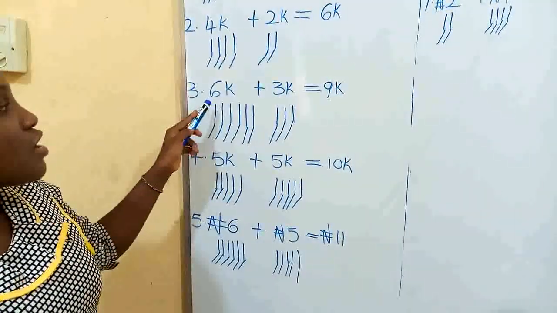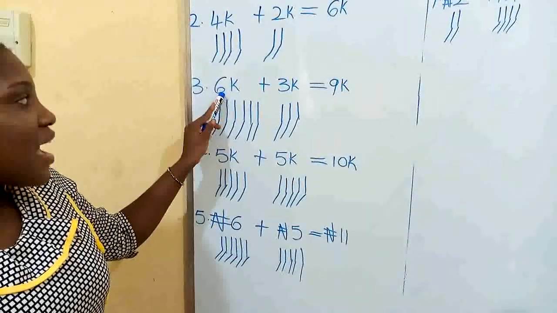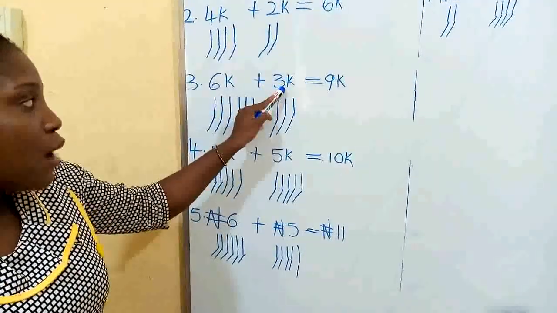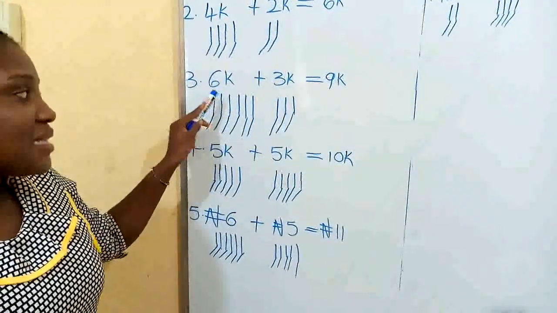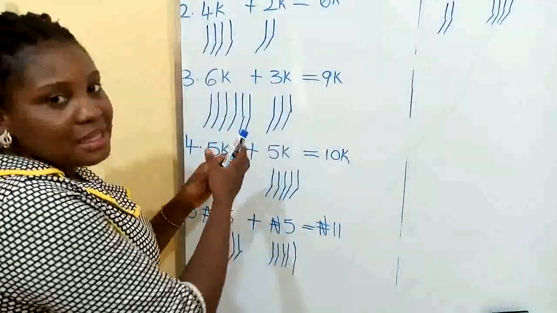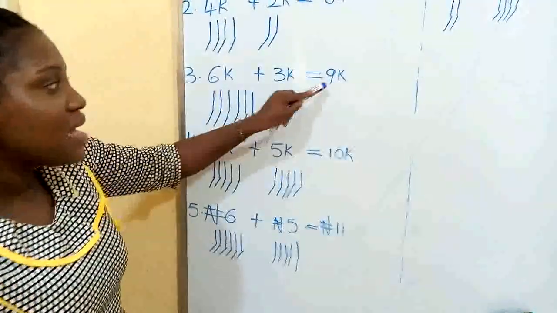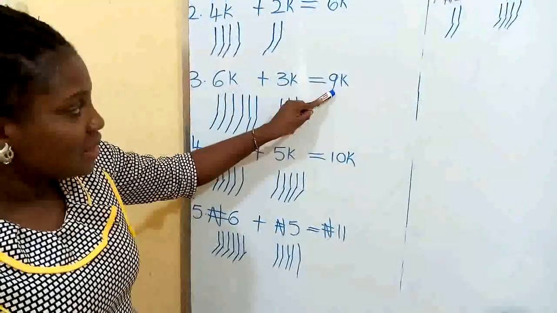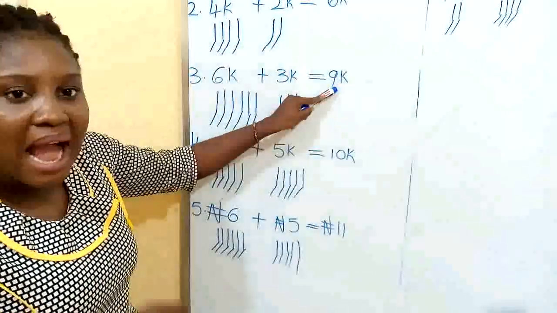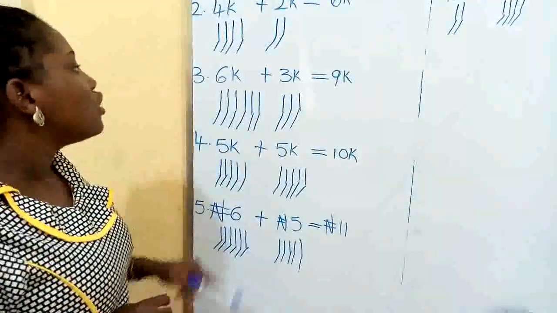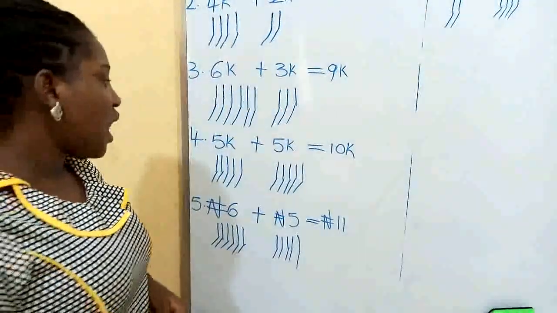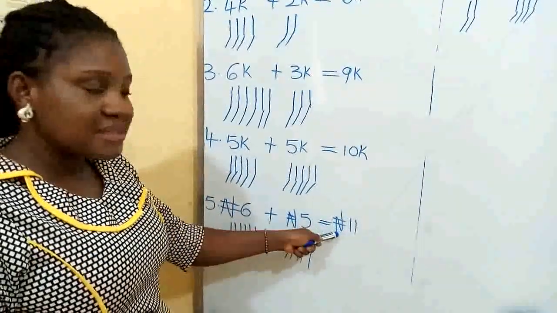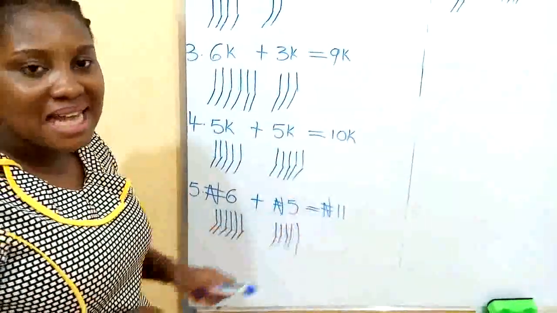So now the same thing goes here. After counting 6, I count 3. After that, I add the numbers together. And my answer was what? 9. What did I do to the 9? I write it. So this is for the kobo. And then what sign is this? This is the naira sign.